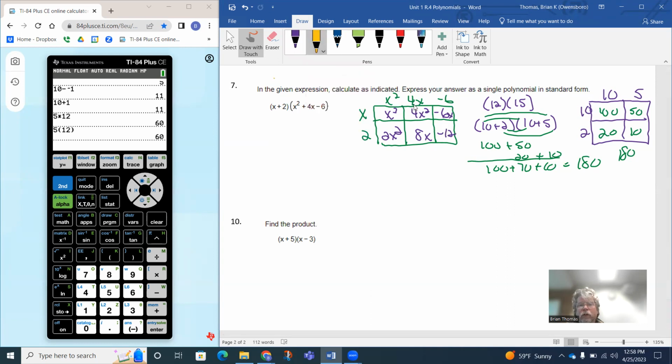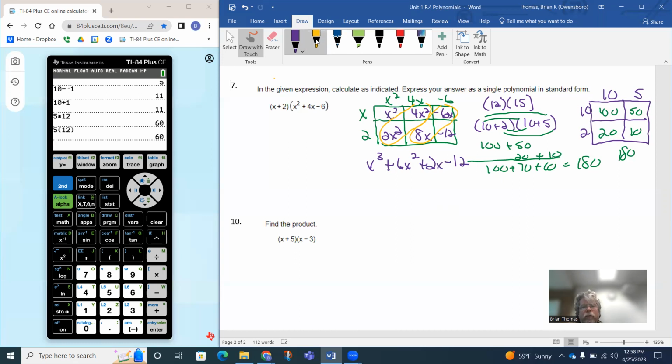So if you notice, the 2x squared and the 4x squared are like terms, and also the 8x and negative 6x are like terms. So if you do the box method, the like terms are going to be diagonal. Now, since it says standard form, I have to do the highest degree first, which is going to be the x cubed. And then the 4x squared and the 2x squared together gives me a 6x squared. That would be my second term. And then the 8x minus the 6x would give me a positive 2x. And then the negative 12 is just dropped in on the end, and that would be your answer.